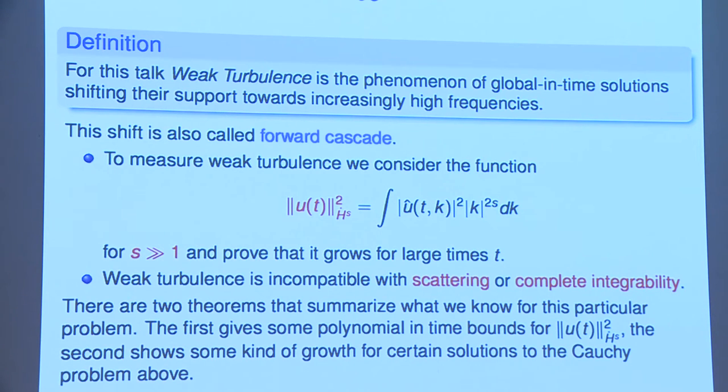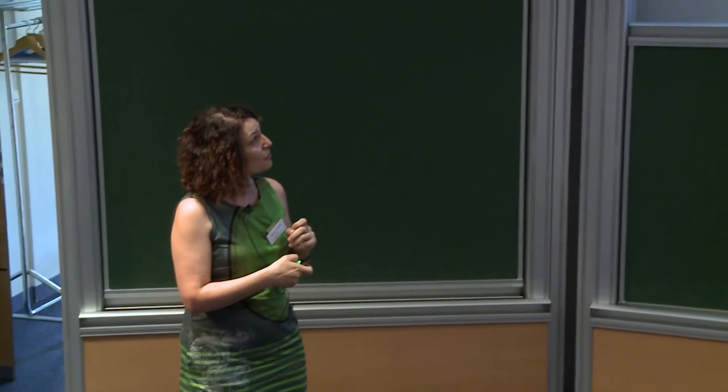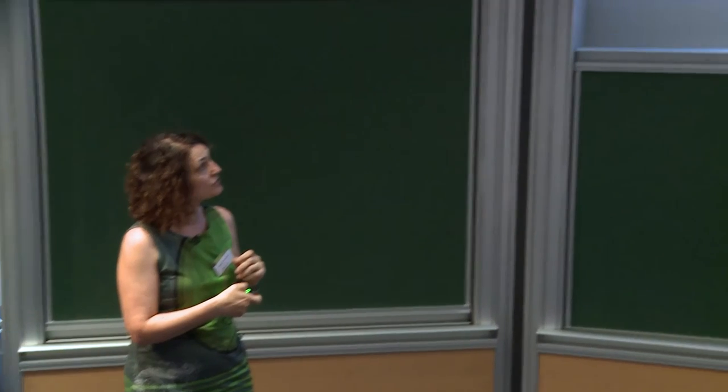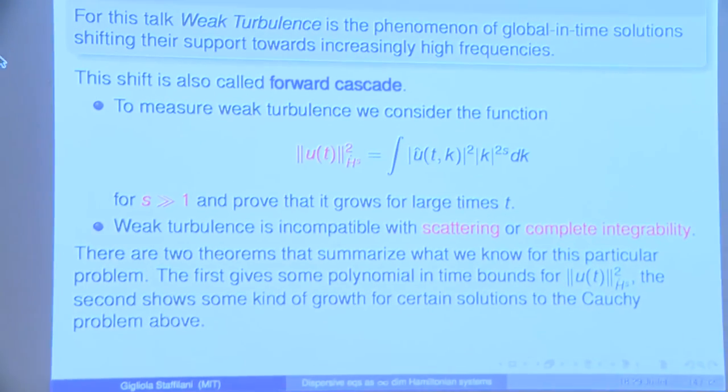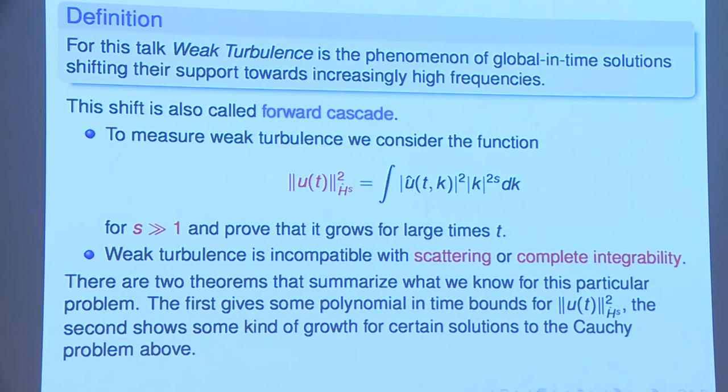Why? Because scattering means that as t goes to infinity, the solution becomes basically linear. And any linear solution has an H^s norm which remains bounded. And if the H^s norm remains bounded, then the bulk of the solution in terms of frequency cannot be too far away in terms of k, because otherwise it would be picked up from this norm, since it has this weight here. So if the u hat of t, k gets bigger, then when you hit it with the weight k, as t goes to infinity, that will become bigger as well. But if you have scattering, that's basically linear. Any linear solution has the H^s norm bounded, hence that cannot happen.